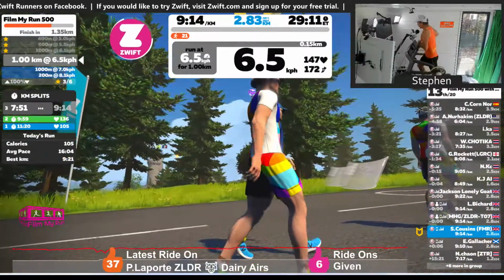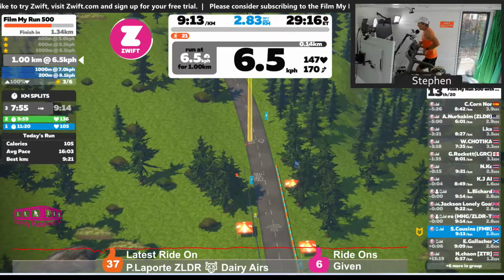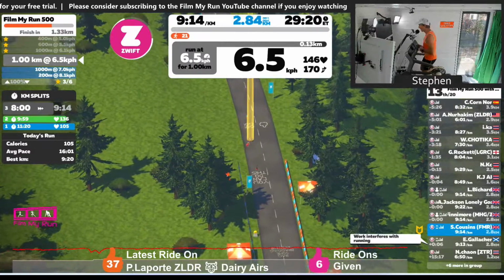The run is about strengthening your legs, particularly your calves and your quads, so that when you're in a situation like this in a race, you're more efficient.